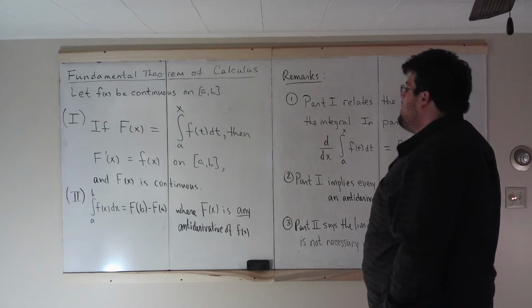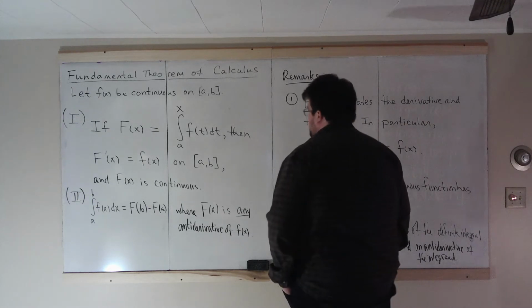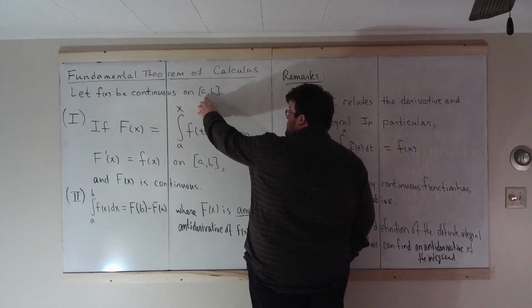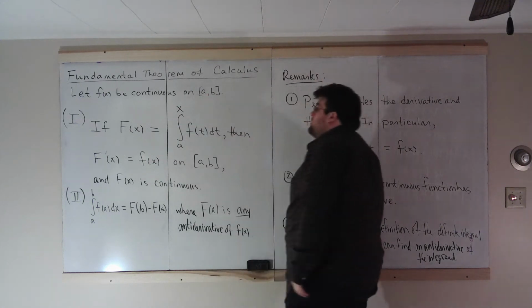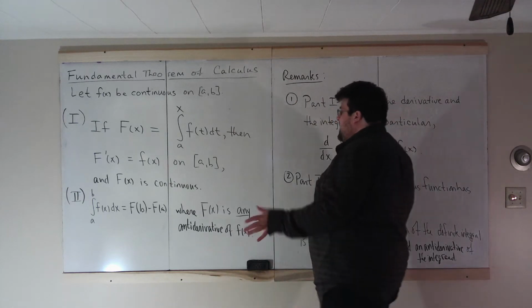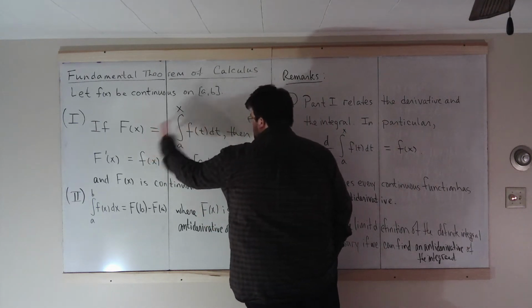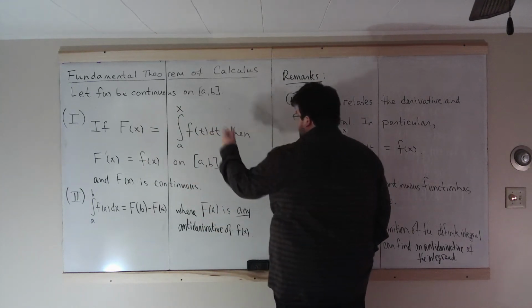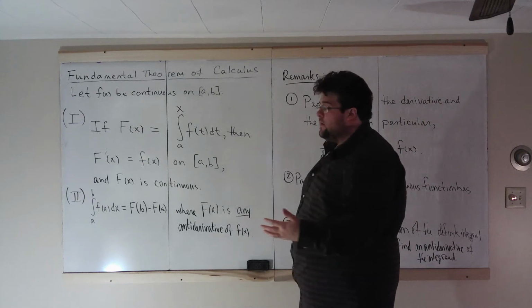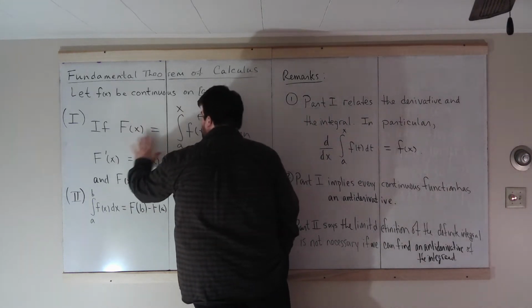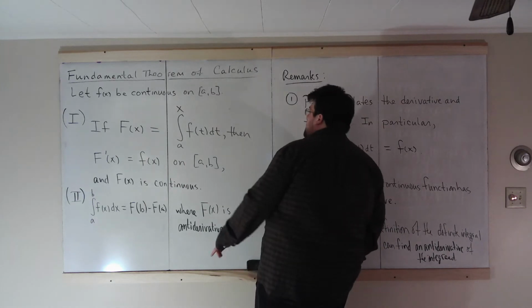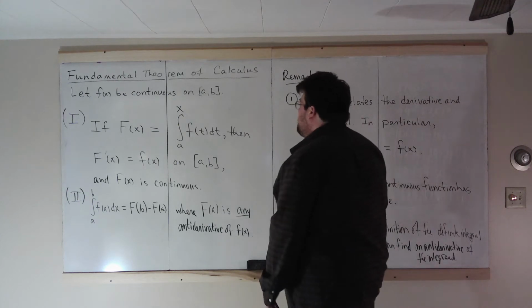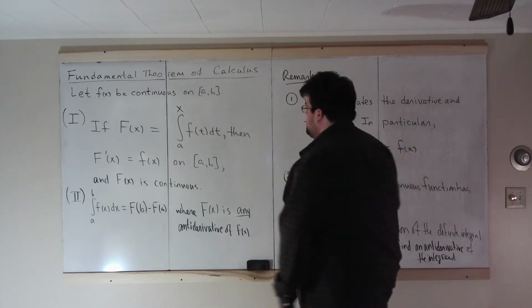Part 1. If capital F of x equals the definite integral from a, so from some value, to x of f of t dt. Now the t here is just because x is used to define the function. So all of the integrals we've seen have been, with an x here, f of x dx. But x is the independent variable for this capital F function. And notice here our independent variable is the upper bound of the integral. More on that in a moment.